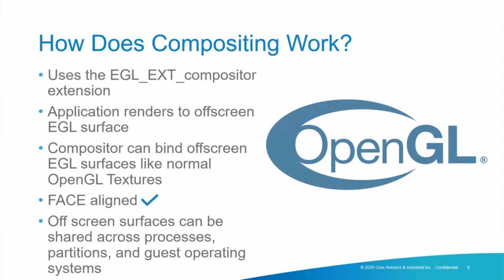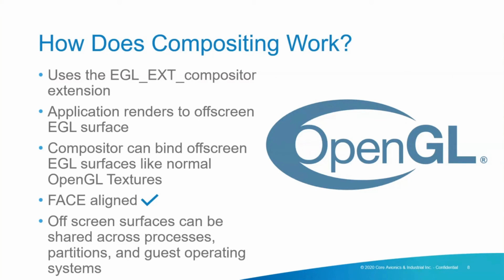Those of you familiar with OpenGL would know that there's a distinction between OpenGL and the windowing library on top of it. A standard library that's provided with most embedded OpenGL implementations is the EGL library. And this EGL library has an extension called the EGL_EXT_compositor extension that allows composited surfaces to be used within EGL and then passed to OpenGL.